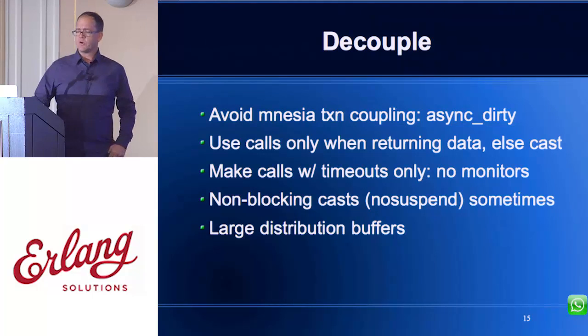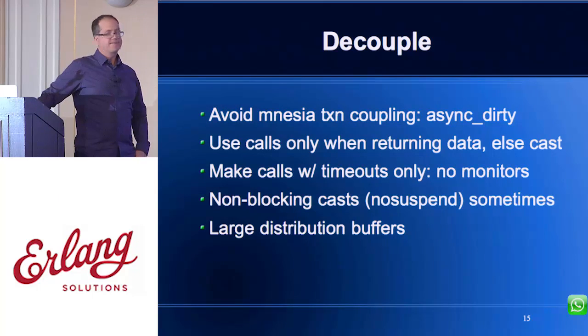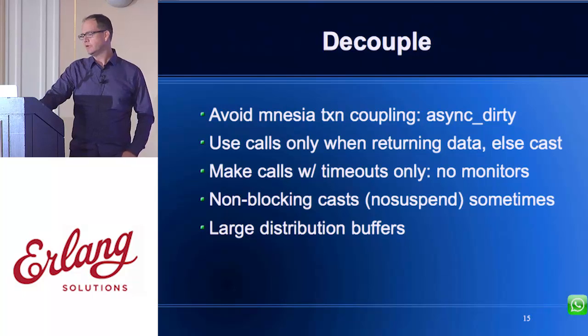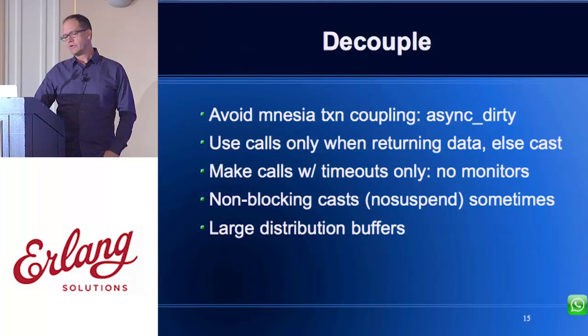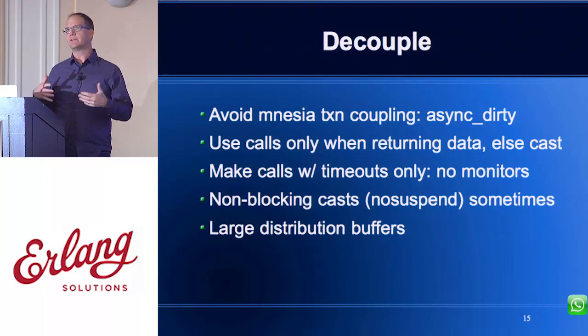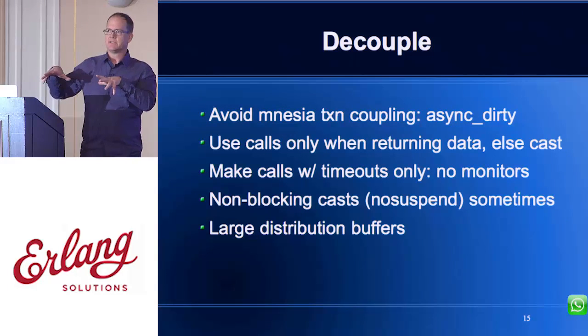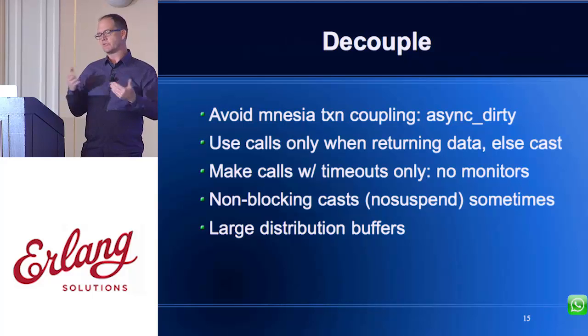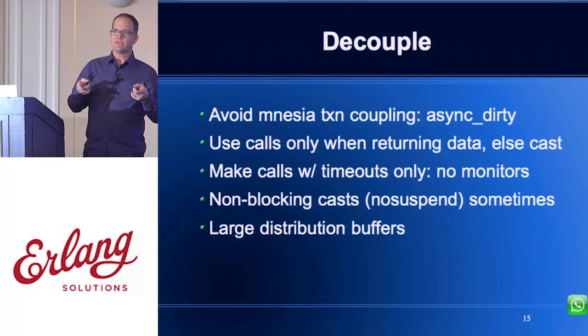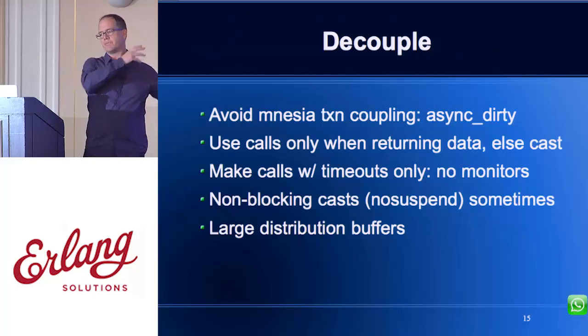In cases where we only need best effort delivery of something, we'll often use no suspend on the casts. So this allows us to not be affected by downstream problems when either a node starts to have problems or the network between the nodes starts to have problems. In the cases where that happens, eventually the distribution buffers will start to back up on the sending node, and procs that try to send into that node will start getting suspended by the scheduler, and then that just cascades further and further up the system.